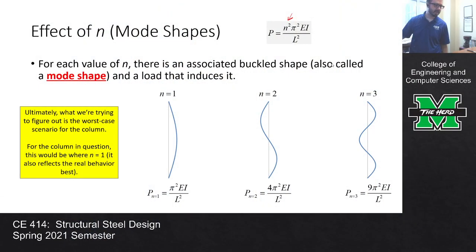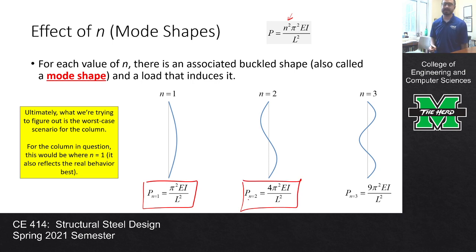If I look at, let's say, n equals two, well, first off, in order to generate that shape, I have to use a higher buckling load, but that wouldn't make sense anyways. If I take this column and I start increasing the load, I'm going to hit this value before I hit this one. That second one is four times the other one, right? Because it's pi squared EI over L squared versus four pi squared EI over L squared. See, ultimately what we're trying to figure out is the worst case scenario for the column. And the worst case scenario for the column is when is it going to buckle? And it's going to buckle when it hits this load. That's the lowest load that it can carry before it buckles.